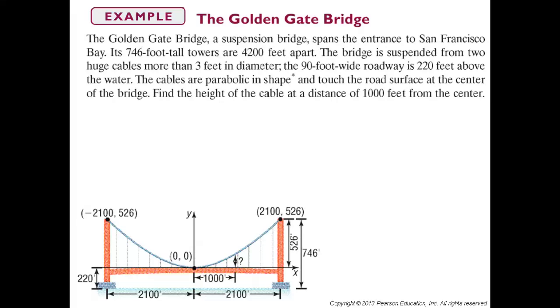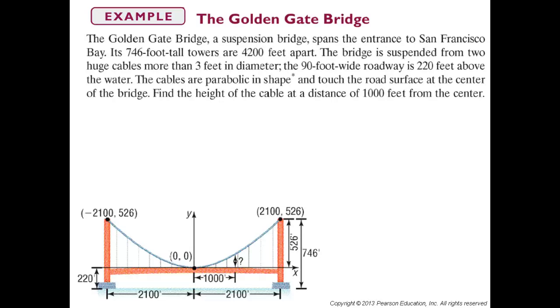And then we know that the towers are 746 feet tall, and they're 220 feet above the water. So here's the water, and this distance here from the edge of the water up to the surface of the roadway is 220. So that's why the Y values are 526 there instead of 746, because we got our distance from the water to the top of the road. Okay, so this is where they're getting all these numbers. That total distance is 746, which is from our problem right there. But that Y value right there is important.